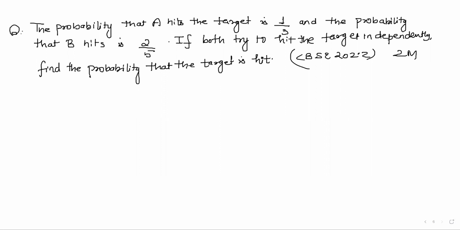So target is hit is P of A intersection P of B, or is it P of A union B, sir? Sorry, Nabil, will you repeat? The probability of target being hit, is it P of A intersection B or P of A union B? That should be union. Because if A will hit and B will not hit, that is also fine. Okay, if B will hit and A will not hit, that is also fine. Or both will hit, that is also fine. Okay, that should be union.